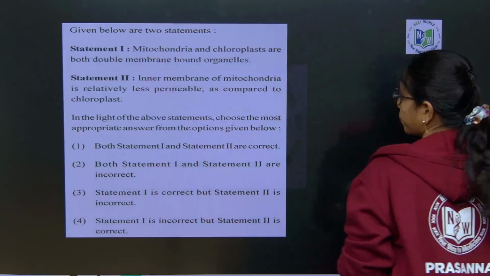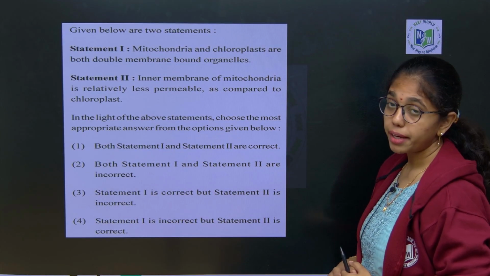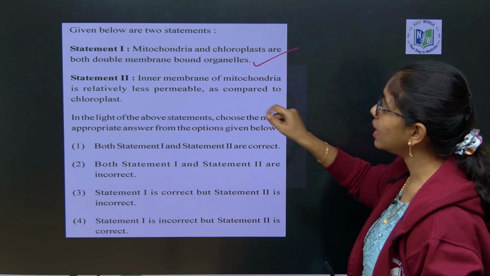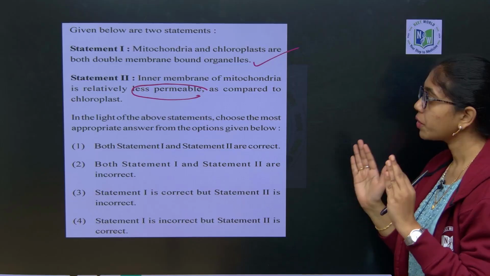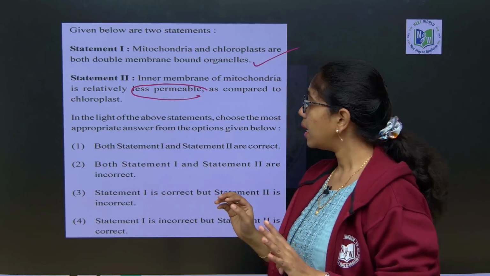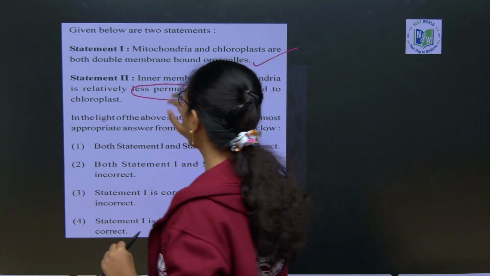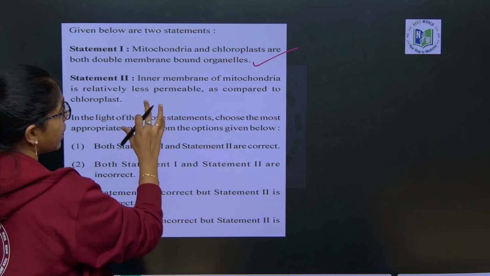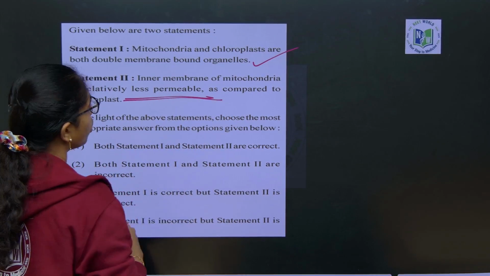Next, mitochondria and chloroplasts are double membrane bound organelles. True. The inner membrane of mitochondria is relatively less permeable as compared to chloroplast. Chloroplast will have more permeability. Once again, read out the statement: the inner membrane of mitochondria is less permeable as compared to the chloroplast.